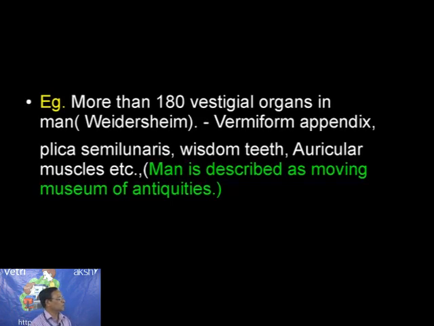According to one scientist, Wiedersheim, he observed more than 180 vestigial organs in the human body. Some of them are, for example, the vermiform appendix, the one which is attached to the cecum, a highly reduced tubular structure. If it is inflamed, you know that we get the disorder appendicitis. And plica semilunaris, towards the inner corner of the eye. Just let me show the picture.